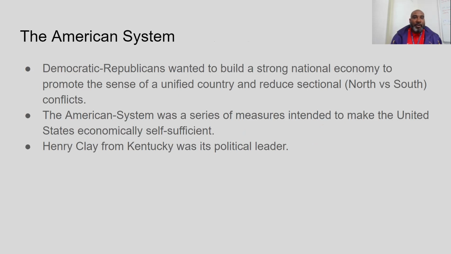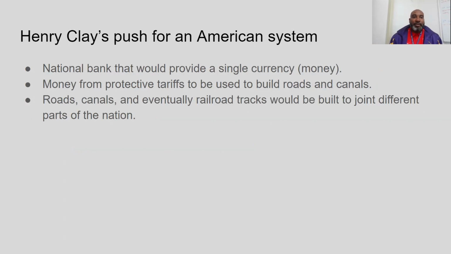That's nationalism. So there was a policy that promoted the American system. The American system was rooted by the Democratic Republicans, where they wanted to build a strong national economy to promote a sense of a unified country and reduce sectionalism, which basically resulted in North versus South or North versus South versus West conflicts. The American system was a series of measures intended to make the United States economically self-sufficient. Henry Clay from Kentucky was the American system's political leader.